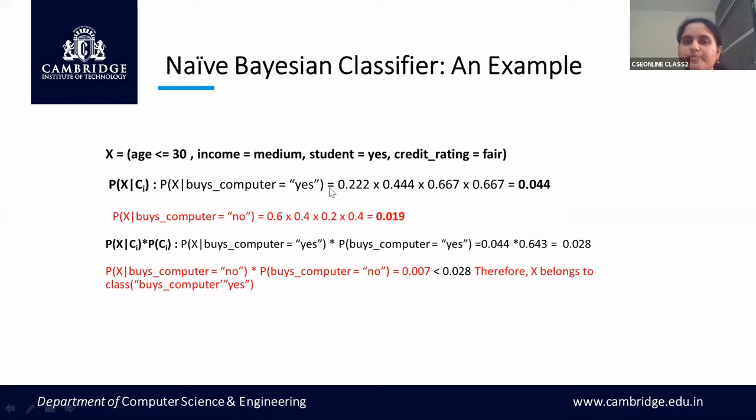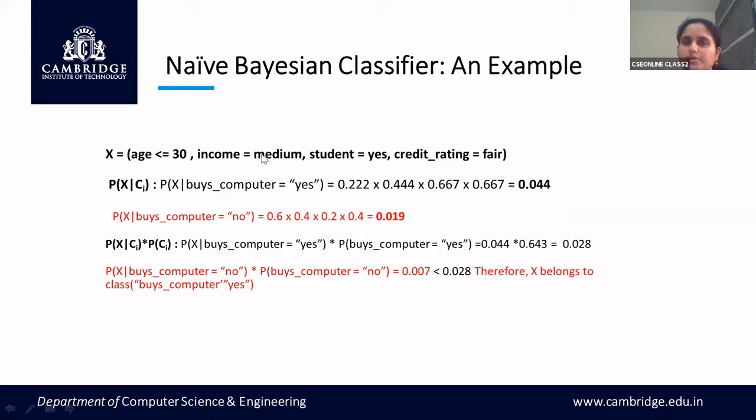How many of them have age less than or equal to 30? 0.222. Similarly, income is equal to medium, 0.444. Student is yes, 0.667. And how many of the tuples have credit rating fair? 0.667. So the total probability is 0.044. So for this particular test tuple, if I assume buys computer is yes, the probability I would get is 0.044. Similarly, find out the likelihood for buys computer is equal to no.